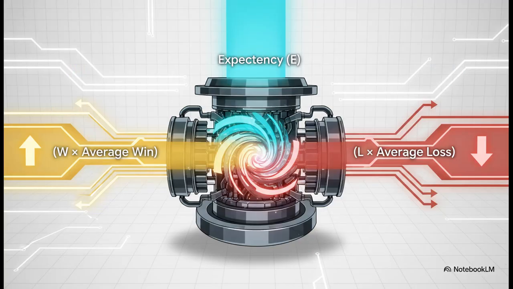In this formula right here, this is the engine that drives the whole thing. It looks simple, but it is everything. It tells you in plain black and white whether you have a positive edge that's even worth trading. Your expectancy, or E, is just your win rate times your average win minus your loss rate times your average loss. It's just a beautifully simple way to put a number on your advantage.